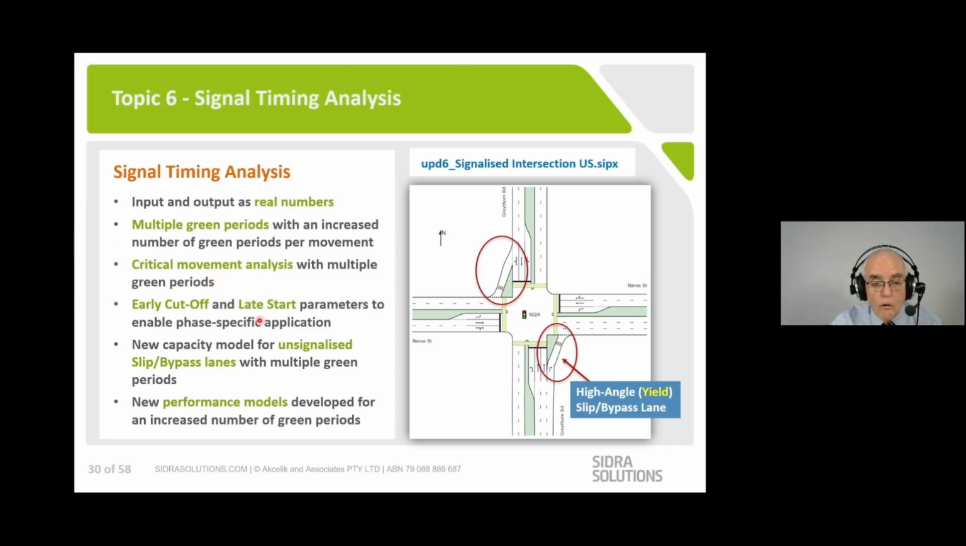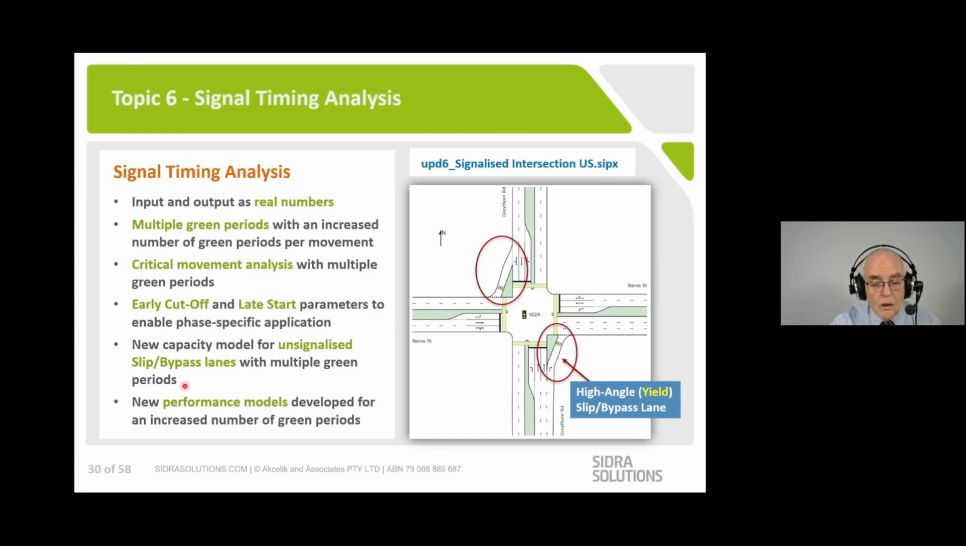The early cutoff and late start are now much more flexible. They can be specified per phase. We've improved the capacity estimation model for unsignalised bypass lanes, taking into account the fact they're not controlled by signals and looking in a better way at the opposing movements.